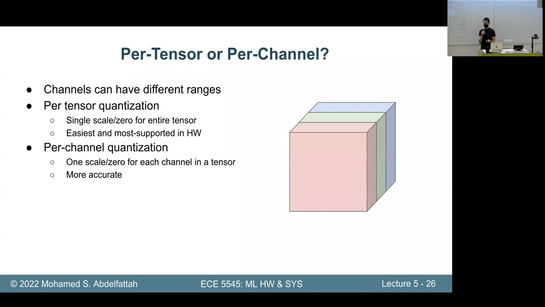You can also go to different, smaller granularities, but these are the most common ones. In current hardware, you'll find that most of it that supports quantization will support per tensor quantization because it's simpler and easier to think about. But increasingly, people are moving towards per channel because it typically has the smallest effect on overall accuracy.